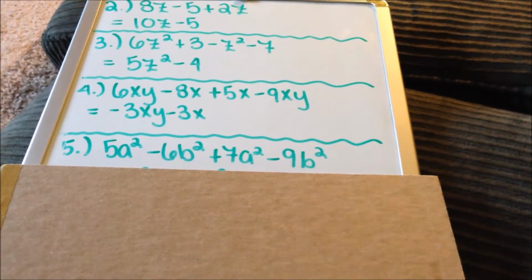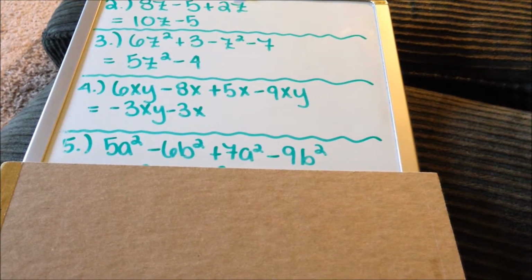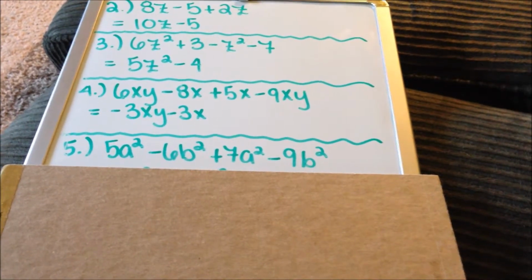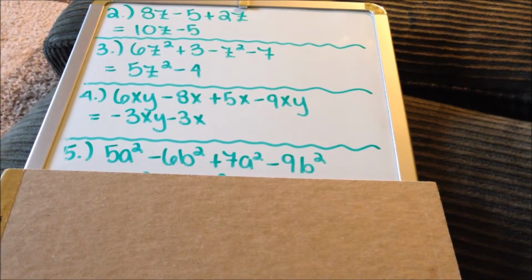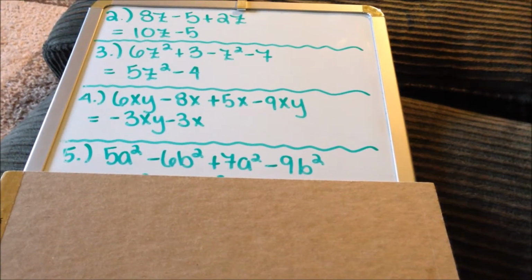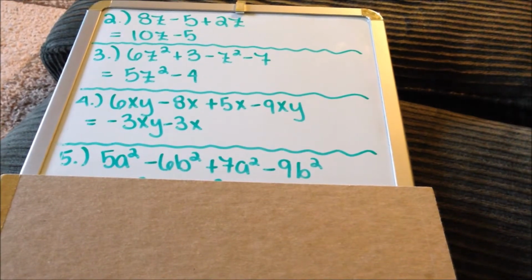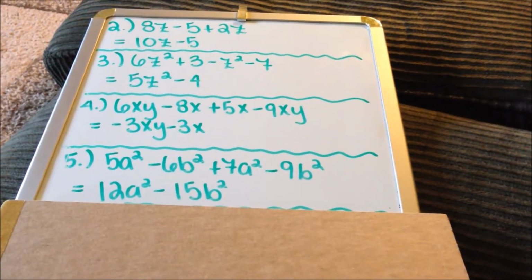Then we have negative 6b squared minus 9b squared. Negative 6 and negative 9 give us negative 15. Again, the b squared stays the same. It does not become b to the fourth. So our final answer is 12a squared minus 15b squared.